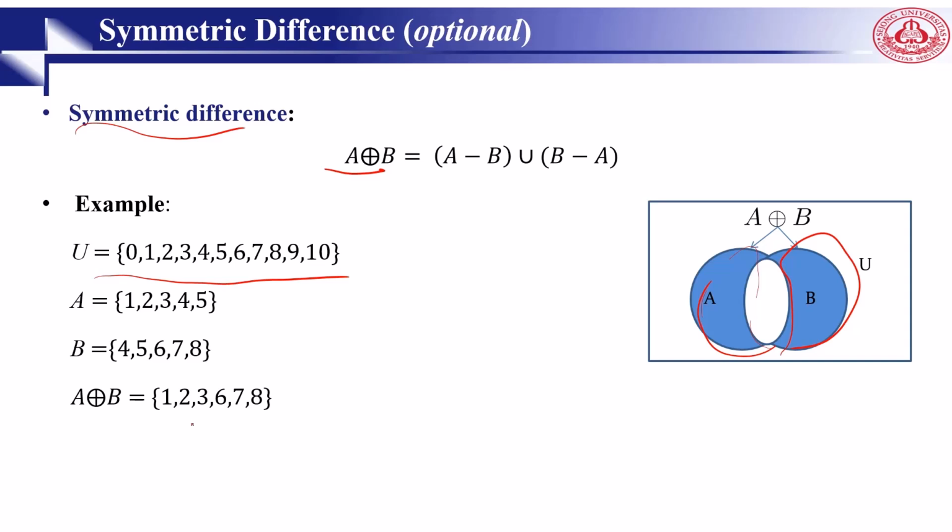1, 2, 3, 6, 7, 8. Common is 4 and 5, right? These two should not be included. 1, 2, 3, 6, 7, 8. These two should be excluded.